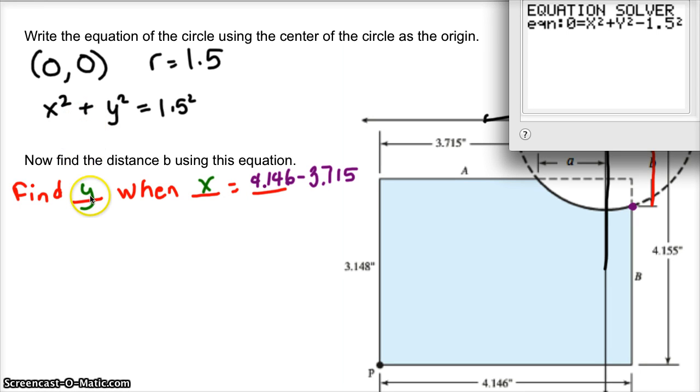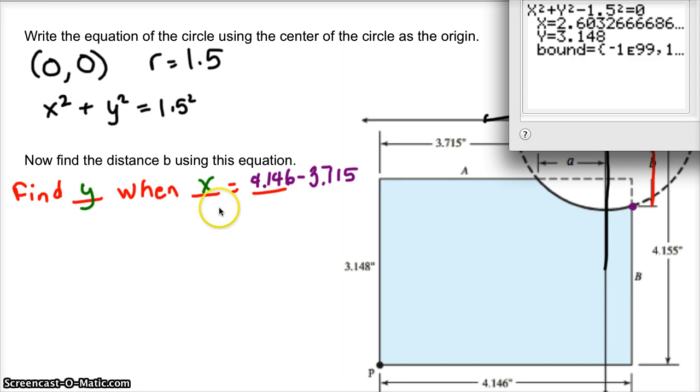Now that I have this sentence, I have find y when x is that. So I'm going to type the value in for x, so 4.146 minus 3.715. Again, I can just have it do the math right within there. When I press enter, it gives me 0.431, which is what your x value is. We're trying to find y, so make sure you're sitting on the y. Press alpha and solve, and I get 1.436.